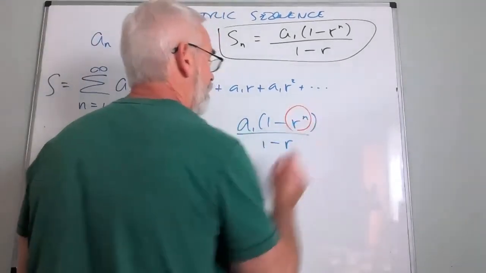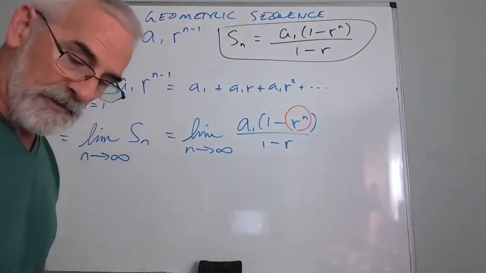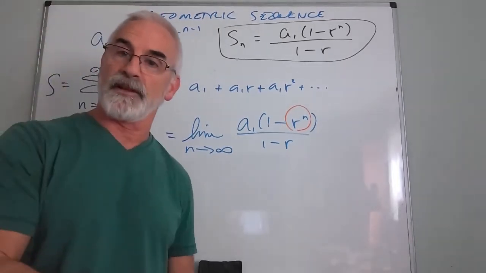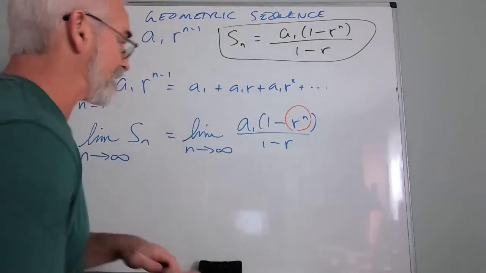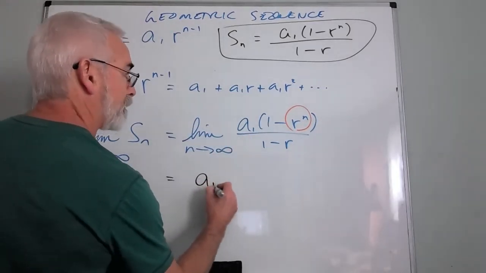on that guy right there, because that's the only thing that has an n in it. And we know about limits. The limit of a product is the product of the limits. The limit of a quotient is the quotient of the limits. I can move the limit all the way inside. So technically, the following statement is technically equal to this.